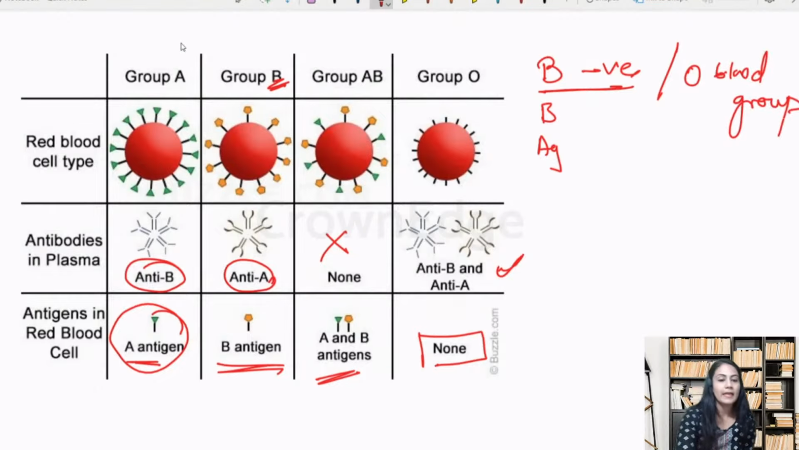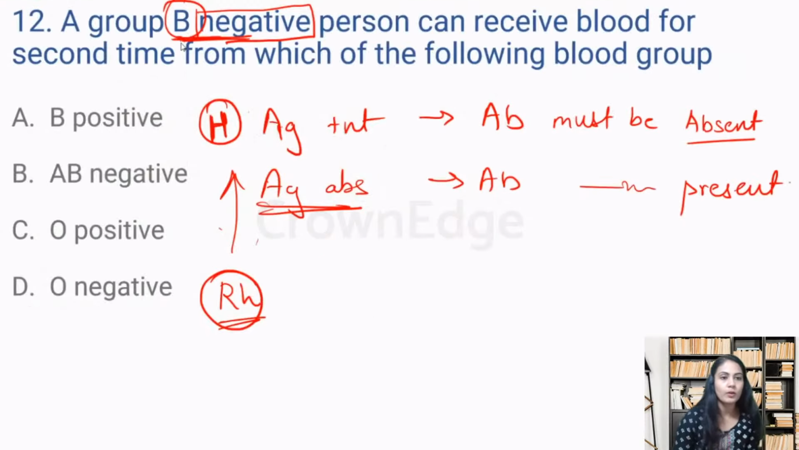So B negative or O blood group. Okay, I think the time is getting over, but just give me 5 minutes, we can complete it off. Remember, even if O positive blood is there, that means he is going to contain the H antigen, and we do not want that also, right? So that's why we are going to give him the blood O negative.